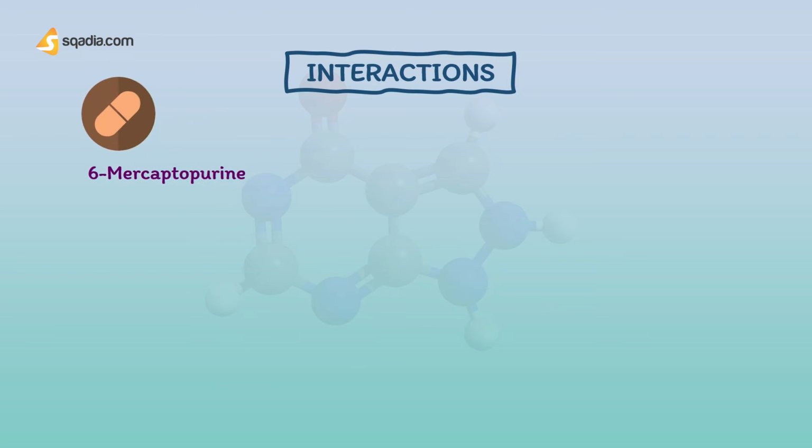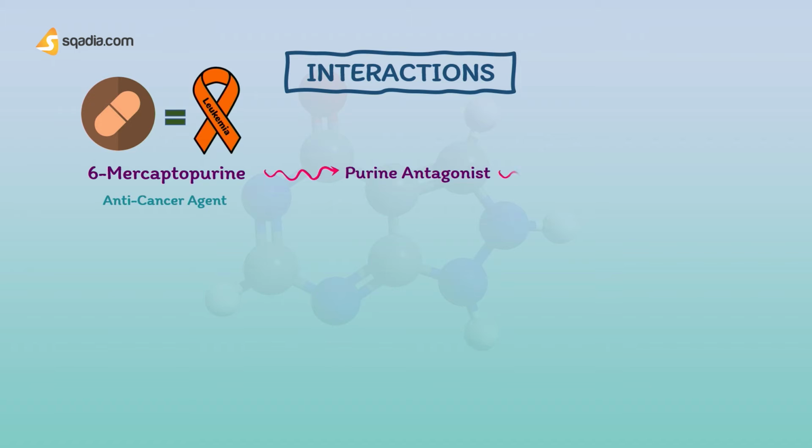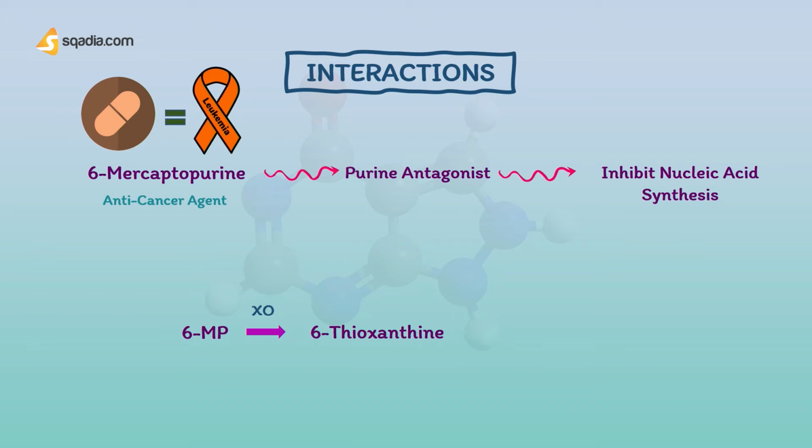Mercaptopurine is an anti-cancerous drug that is used to treat acute lymphatic leukemia. It is a purine antagonist, which means it inhibits nucleic acid synthesis. 6-mercaptopurine needs xanthine oxidase enzyme to be metabolized into 6-thioxanthine, which further gets metabolized into 6-thiouric acid, again with the help of xanthine oxidase enzyme.